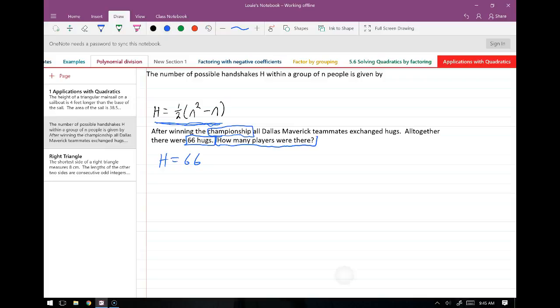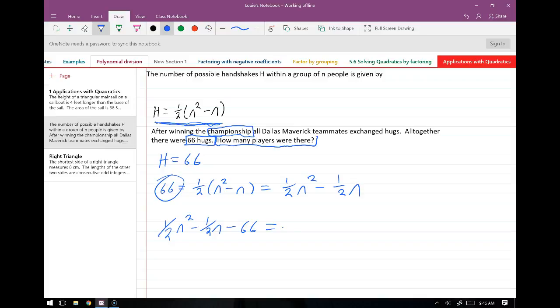All right, so h equals 66. Let's just plug it in. 66 equals 1/2 times the quantity n squared minus n. Let's go ahead and expand this, right? And we get 1/2 n squared minus 1/2 n. Okay, so now we're going to take this 66 and subtract it from both sides of the equation, right? And so we're going to get 1/2 n squared minus 1/2 n minus 66, and that's equal to 0.